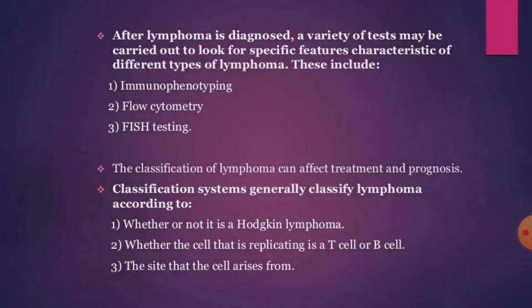After lymphoma is diagnosed, a variety of tests may be carried out to look for specific features characteristic of different types of lymphoma. These include immunophenotyping, flow cytometry, FISH testing. The classification of lymphoma can affect treatment and prognosis. Classification systems generally classify lymphoma according to whether or not it is a Hodgkin lymphoma, whether the cell that is replicating is a B cell or T cell, and the site that the cell arises from.